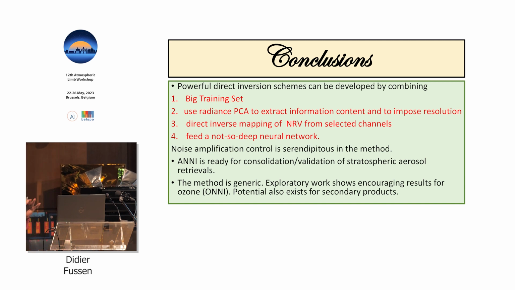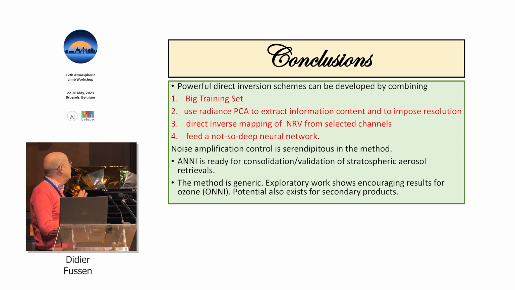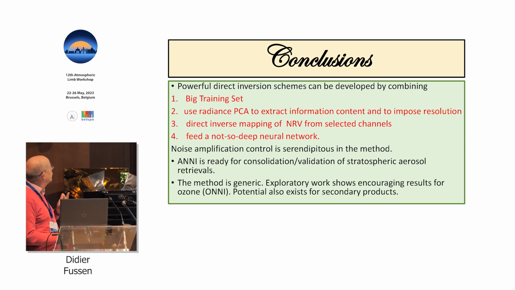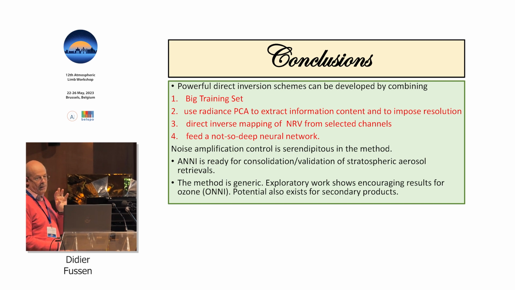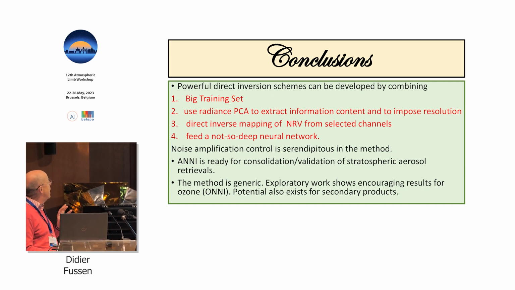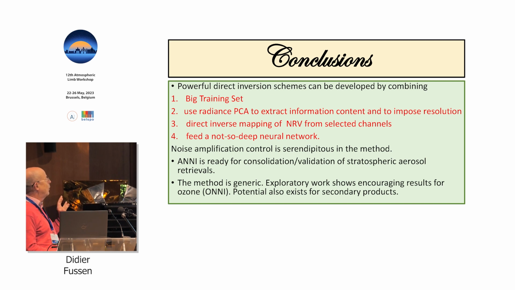Conclusion about the generic method, which is not focused only on ALTIUS. It is possible to develop a powerful direct inversion scheme. You need a big training set. You need to extract the information of the observation to reduce the size of the problem, and by the way, to also define your resolution. Then you make a mapping of the normalized radiance vector for the interesting channels, and you feed a shallow or not so deep neural network. A bonus is that noise amplification is under control, and you don't need any regularization method. So ANI is ready to be consolidated.